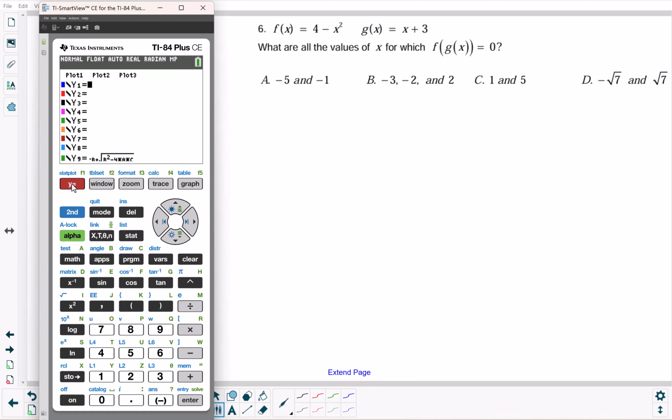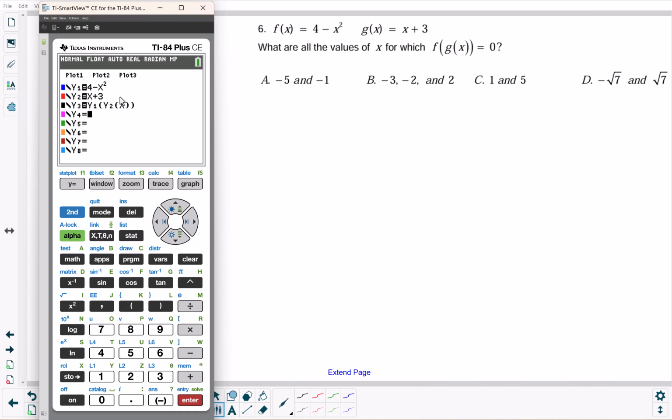So I'm going to go to y equals, and in y1, I'm going to put the f function, 4 minus x squared. And in y2, I'll put the g function, x plus 3. And in y3, I'm going to put in f of g of x, which in this case would be y1 of y2 of x. To get the y variables, alpha trace will do that. So it'll be y1, left parentheses, alpha trace down to y2 of x, double right parentheses.